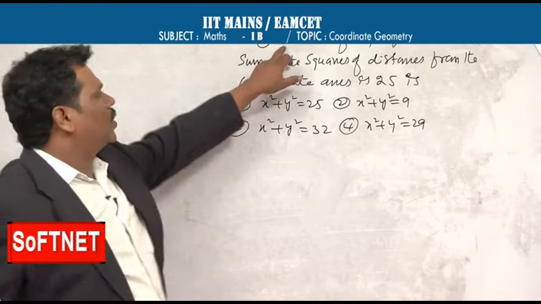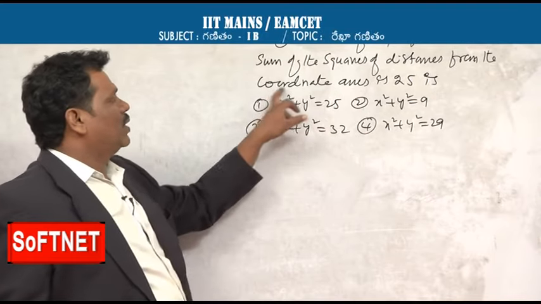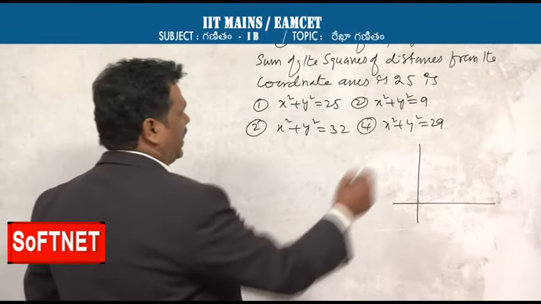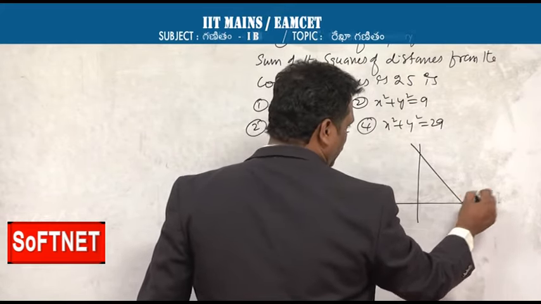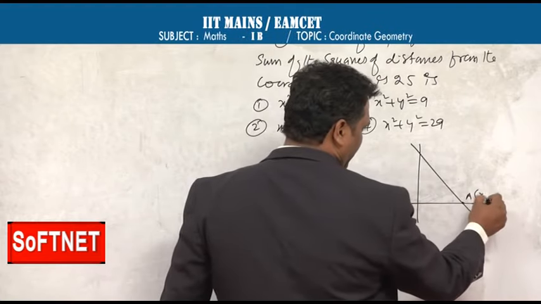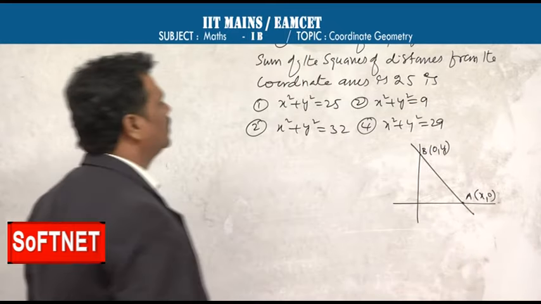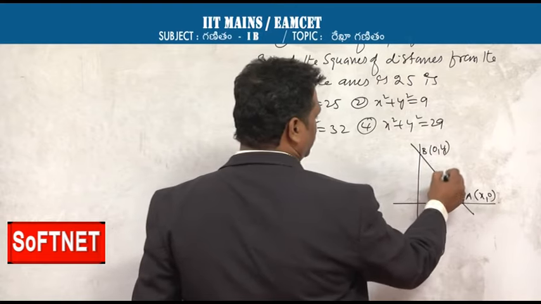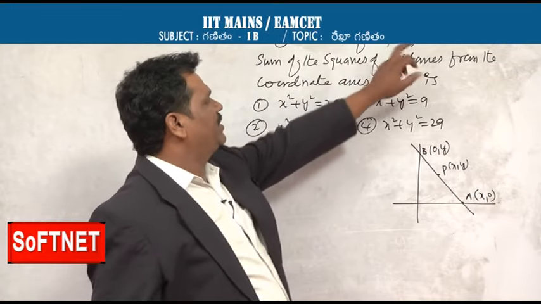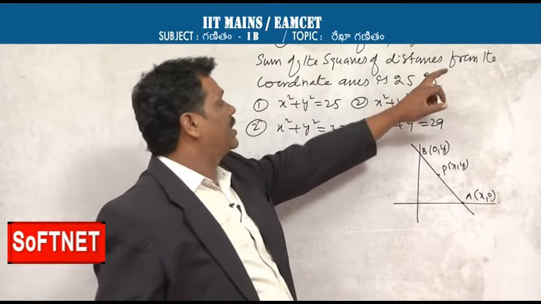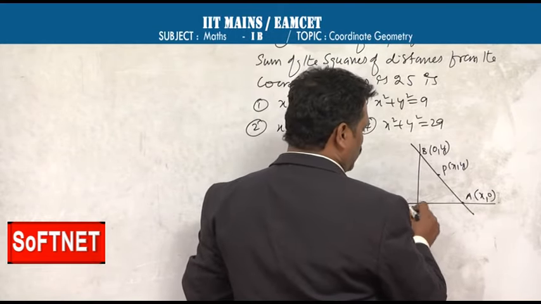What is the first problem here? The locus of the point for which the sum of the squares of distances from the coordinate axes is 25. Coordinate axes means the line meets the x-axis at x comma 0 and the y-axis at 0 comma y. Here the locus of a point is P of x comma y. This is taking the origin as 0 comma 0.